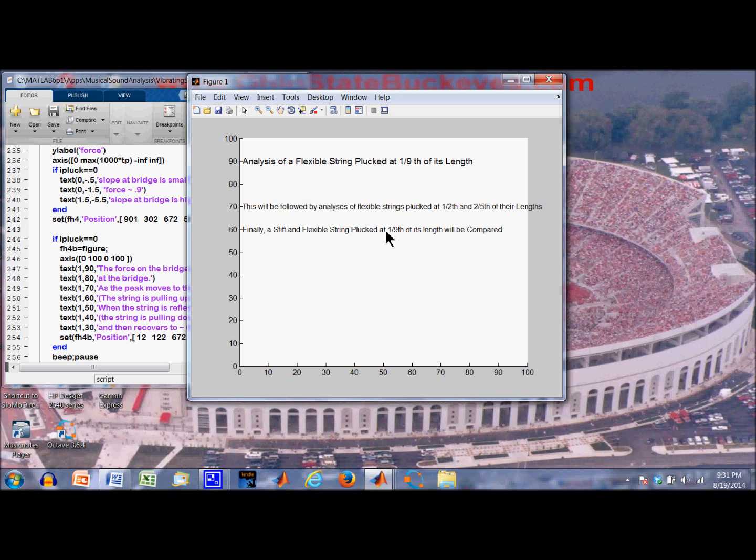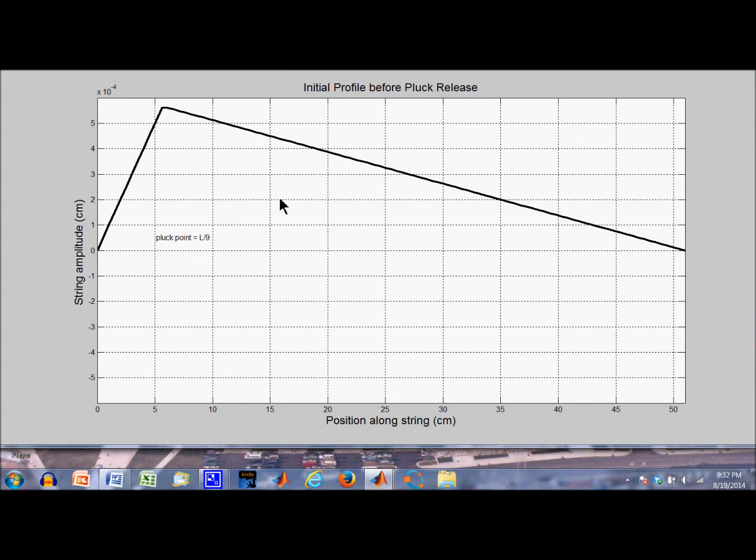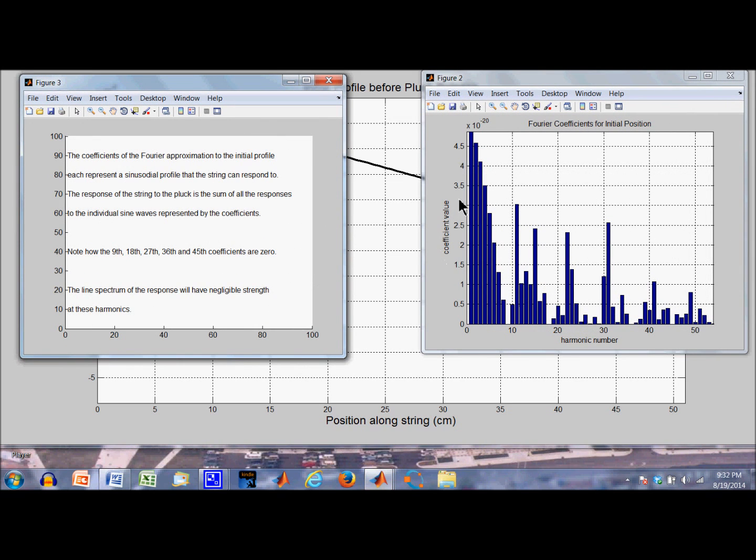So we'll start out now with the string plucked at 1/9 of its length. Okay, here's the initial profile. It's been extended and it's plucked at 1/9 of its length. And I'm solving this equation using the closed form solution, which in turn requires a Fourier series approximation of this initial shape. And this is the way it looks.